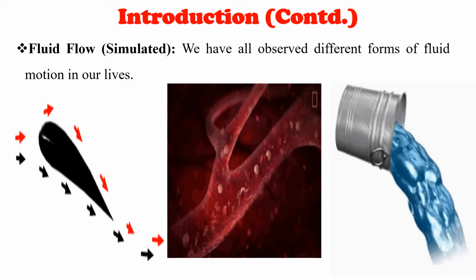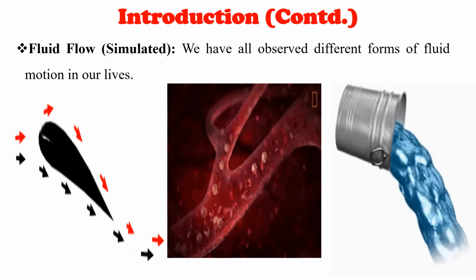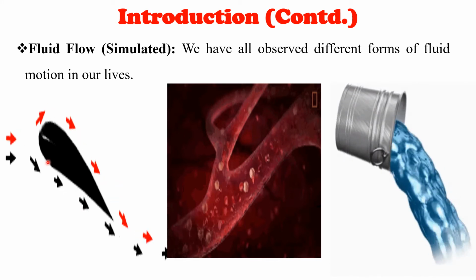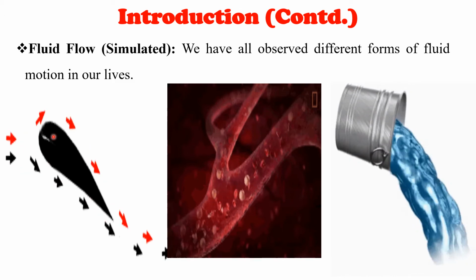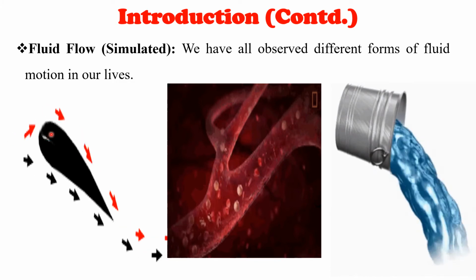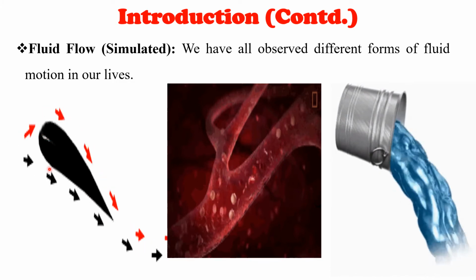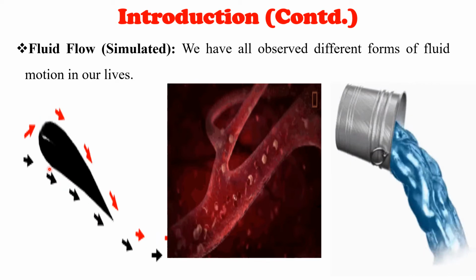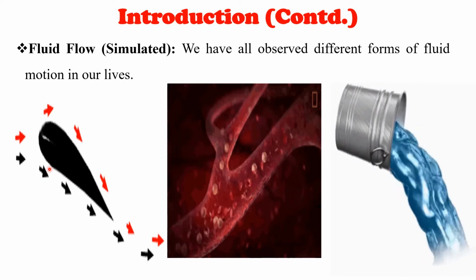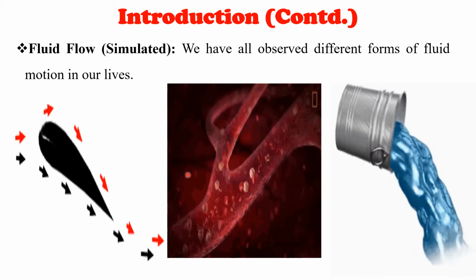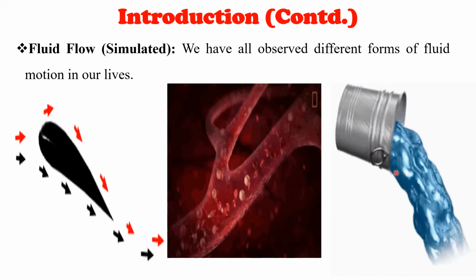We humans have a tendency to simulate whatever is observed in experimental conditions. Therefore, three different fluid flow conditions are simulated here. At the left side, we have simulated a condition which is used for testing of aircraft. Here, the influence of air pressure on wings is studied, which is a macro scale study. Next is a micro scale study where the fluid flow occurring in the blood vessel is simulated. And third one is an intermediate scale where water flow is simulated.